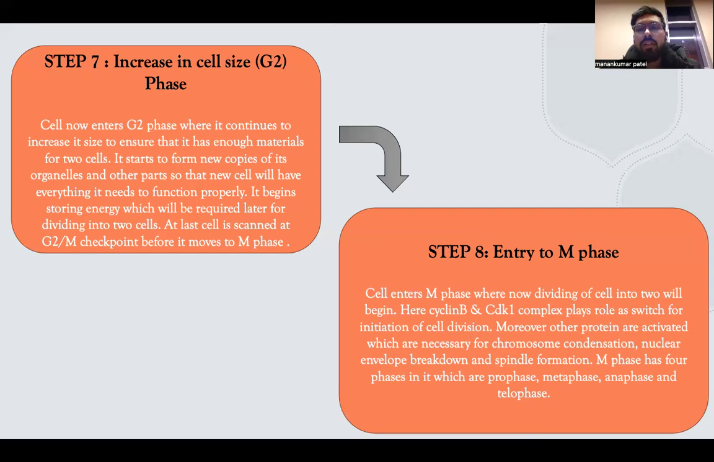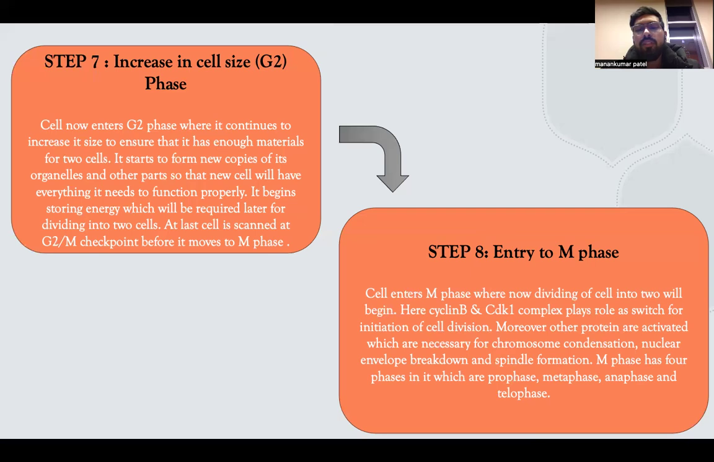Now, after passing the G2M checkpoint, which is final after the DNA replication, the cell will enter M phase, where the dividing of the cell into two will begin. Here, cyclin B and CDK1 will form a complex and act as a switch for initiation of cell division. Moreover, other proteins are activated which are necessary for chromosome condensation, nuclear envelope breakdown, and spindle formation.